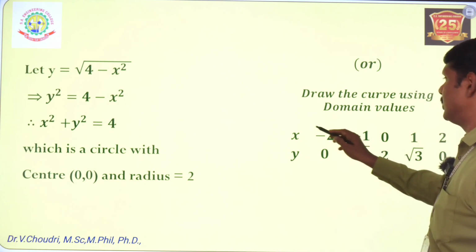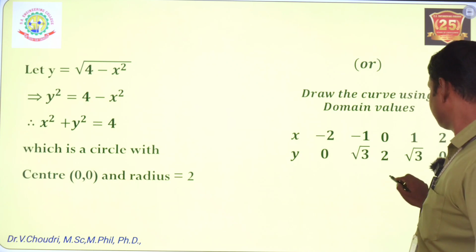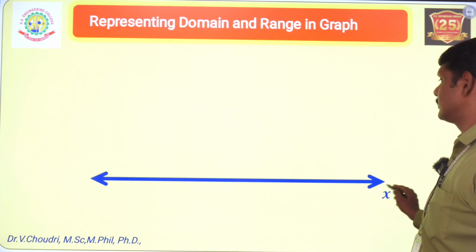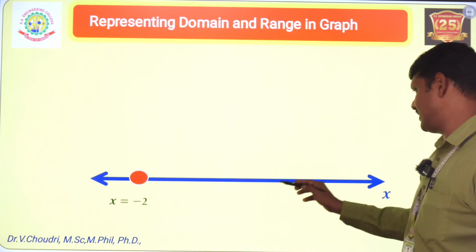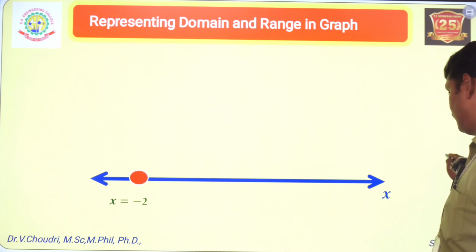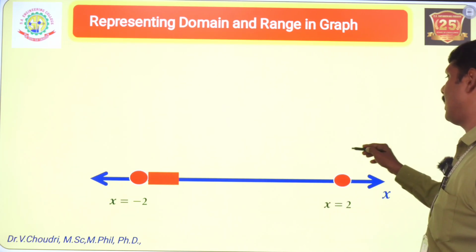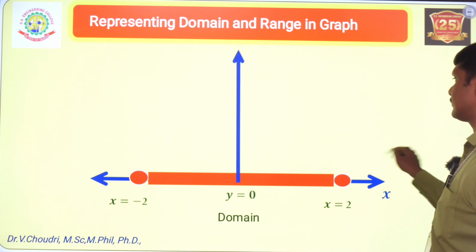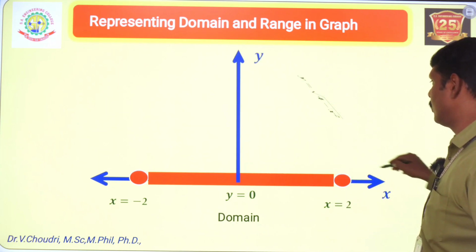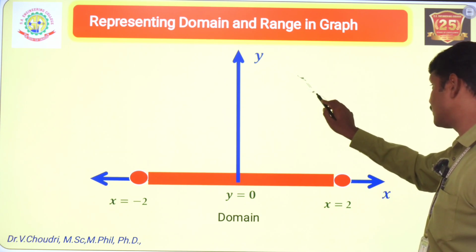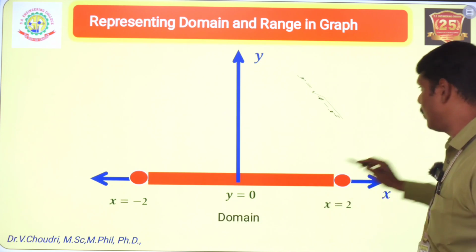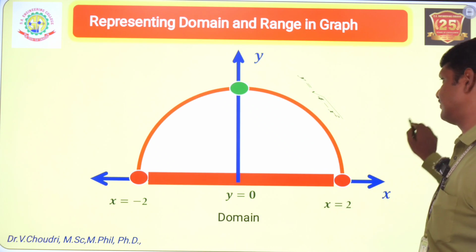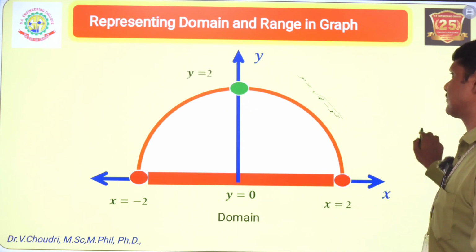Okay, so draw the curve. On the x-axis, we note down x equal to minus 2, x equal to 2, and all the points. It comes as an upper semicircle, y equal to root 4 minus x square. If it is y equal to minus root 4 minus x square, it comes as a lower semicircle. Okay, this is the range of the given function.